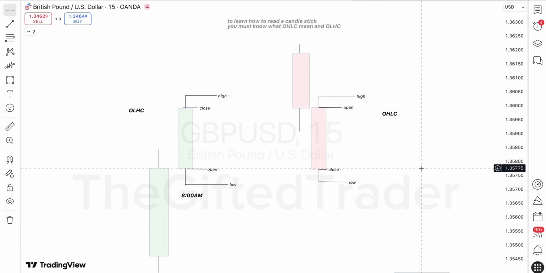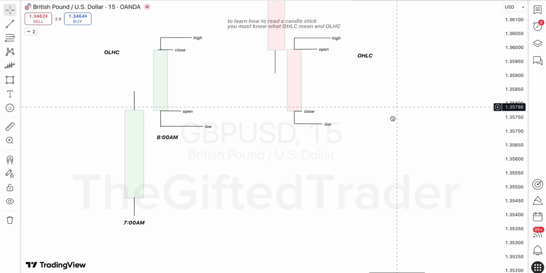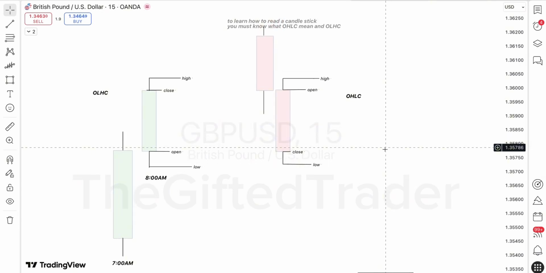So after knowing this, this is the foundation you need to be able to read the candlestick. Last week I talked to you guys about fair value gaps. I told you guys about fair value gaps. We're going to use fair value gap as an example.